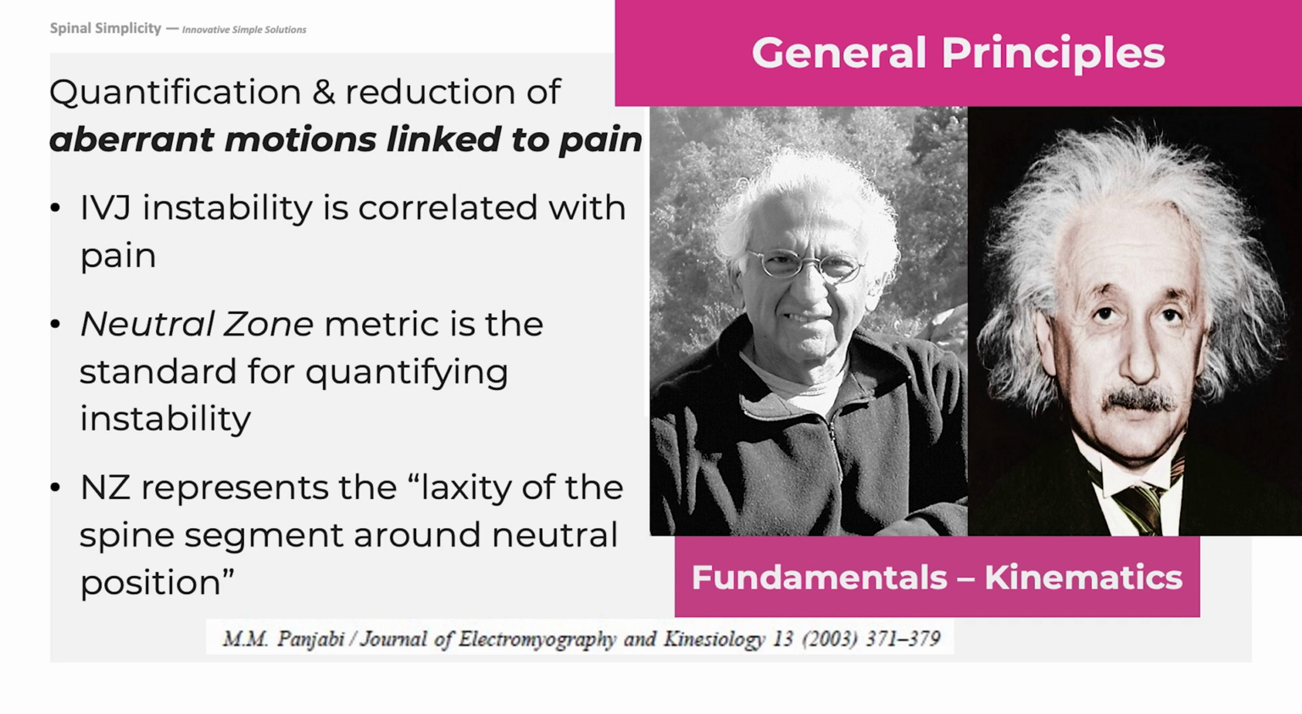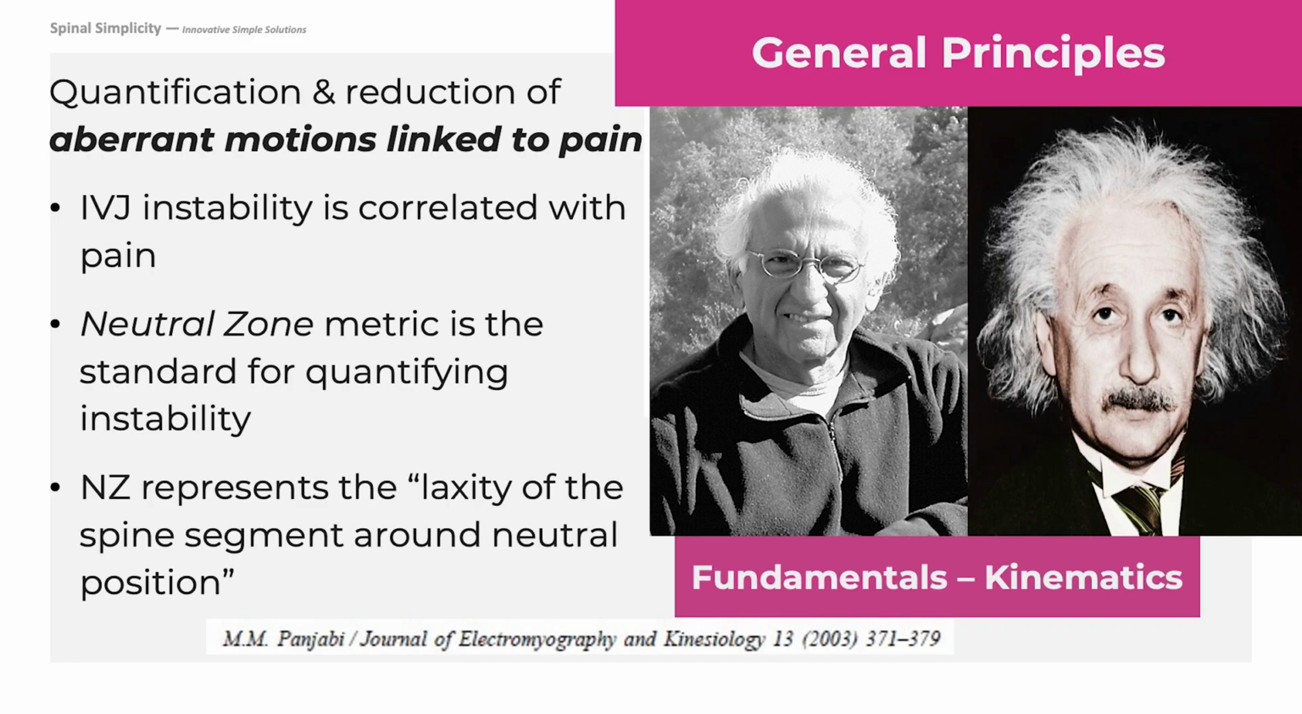What are we concerned with in the study of kinematics, where we're looking at motions? We really are focused primarily on aberrant motions that are linked to pain. And so if you're thinking spine, you're thinking a lumbar joint, clearly instability of the lumbar intervertebral joint is well known to be connected to pain. The metric that we typically look to is the neutral zone. It's interesting, the instability at the end reaches of motion typically are not correlated with pain. It's the laxity in the neutral position that is associated and correlated through clinical studies with the incidence of back pain.